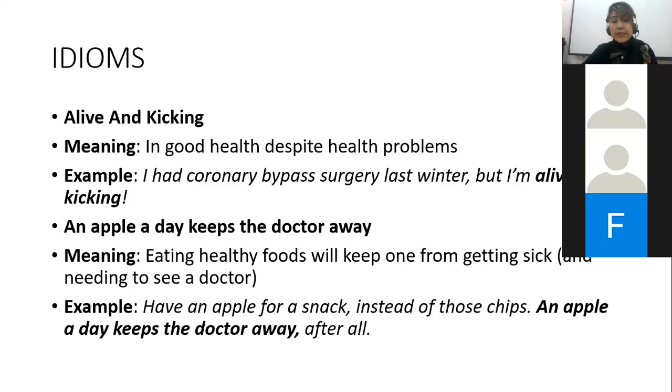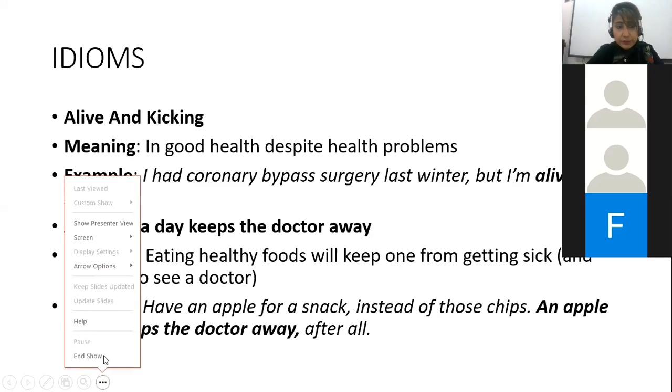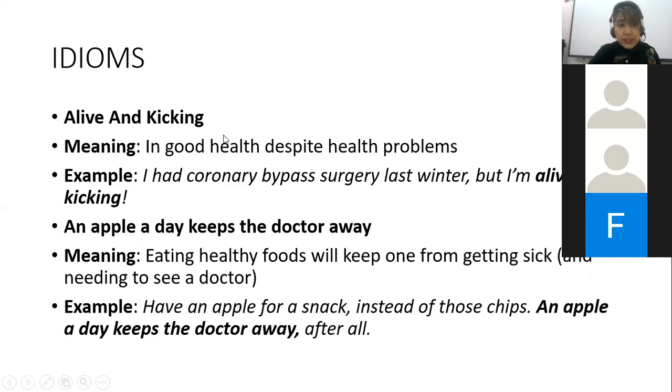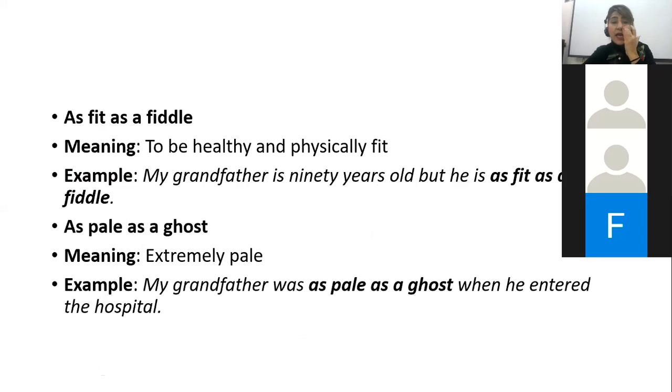For example, have an apple for a snack instead of those chips. An apple a day keeps the doctor away, after all. So you see that these examples have also been used in sentences. Now the next is "as fit as a fiddle," which means to be healthy and physically fit. The example is: my grandfather is 90 years old, but he is as fit as a fiddle. It means that he is perfectly fine and physically fit.